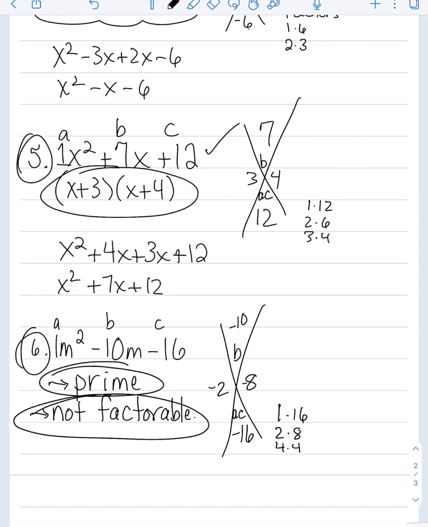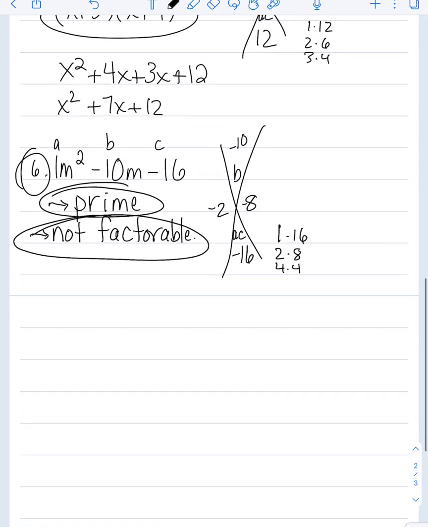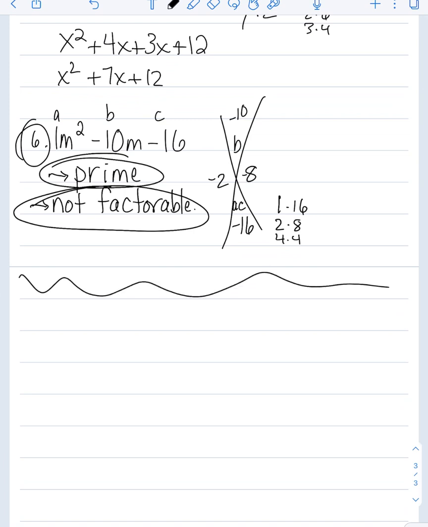Now let's take a look at finding the greatest common factor and magic x together. So we're going to put those two things together. So let's look at example 7.